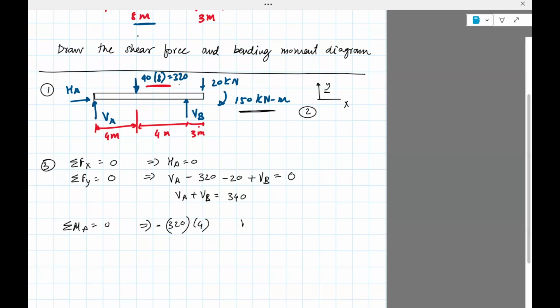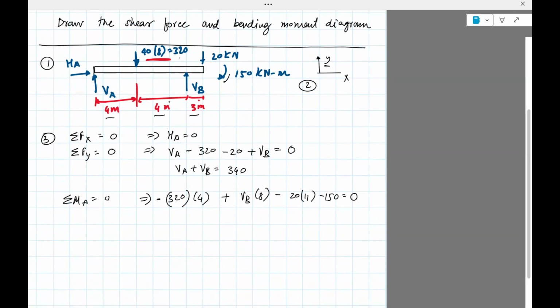Then we have VB acting at a distance of 8 meters from A. That will induce a counterclockwise moment about A, so that would be positive. Then we have 20 kilonewtons acting at a distance of 4 plus 4 plus 3, that's 11. That induces a clockwise moment, so negative. And then the 150 is acting in the clockwise direction as shown, so it's going to be minus 150. All this equals 0.